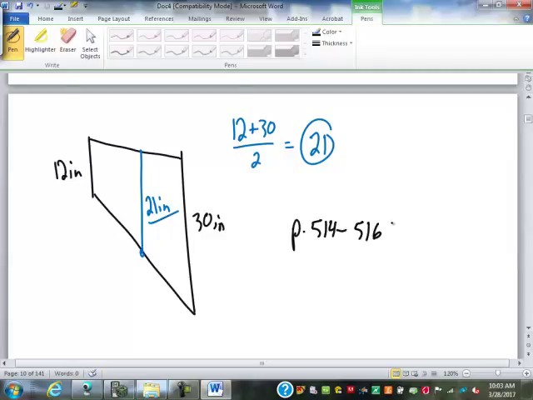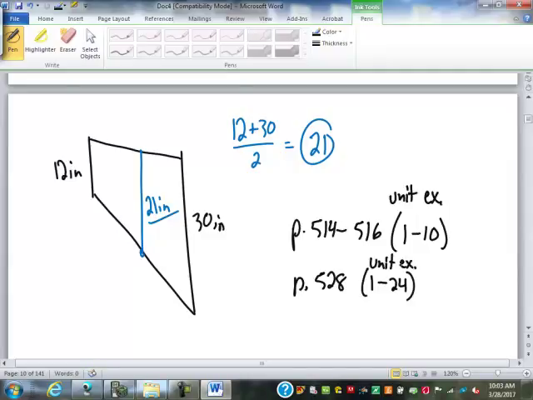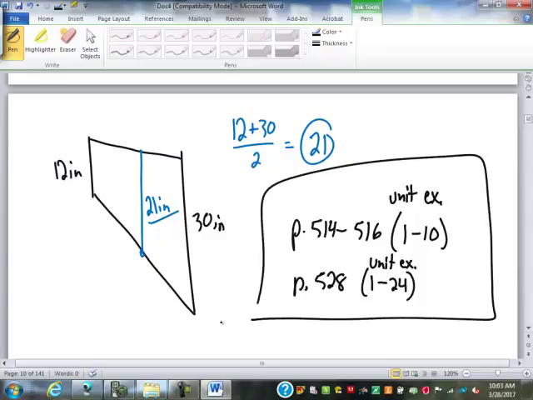In your big book, pages 514 to 516, I do 1 through 10. This is going to be in the unit exercises. Then on page 528, 1 through 24 is also in the unit exercises. A lot of review, that's why we skipped right to the unit exercises instead of doing each individual section. So I have you work on those for a little while, then we do have a quiz coming.